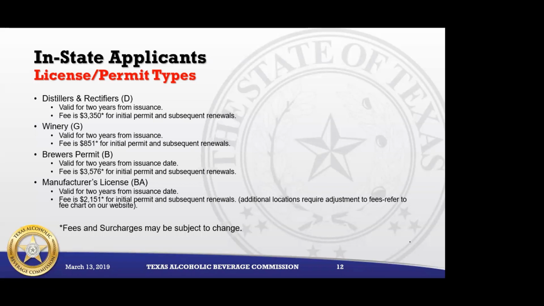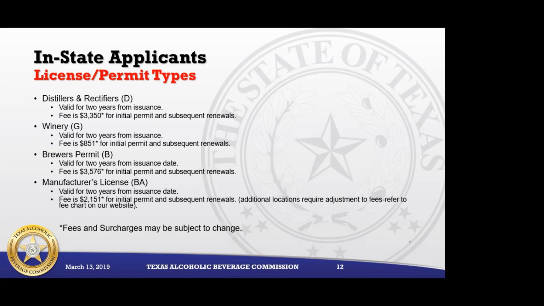We also have an in-state manufacturer applicant, the winery, represented by the letter G. This permit authorizes the holder to manufacture, bottle, label, and package wine containing not more than 24% alcohol by volume, sell or buy wine from permit holders authorized to purchase and sell wine, including wholesalers, winery, and wine bottlers permittees.